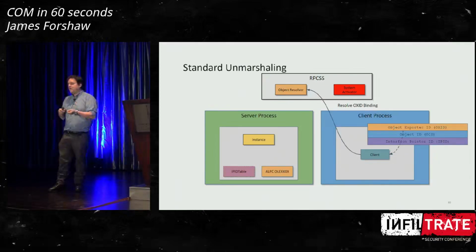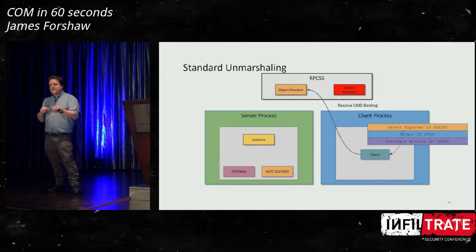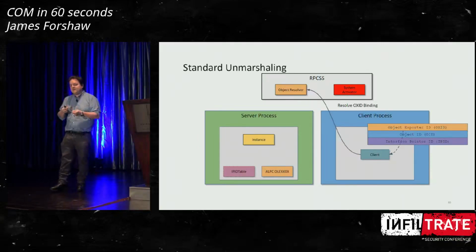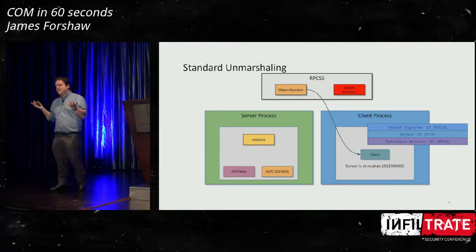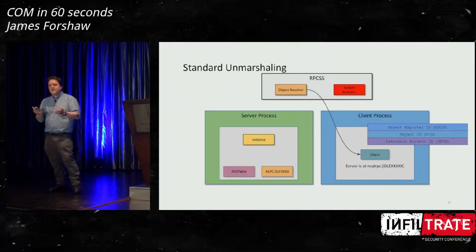So the first thing the client process does is look up something called the object exporter identifier. Every server is assigned a unique object exporter ID by RPCSS, and a different service in RPCSS, the object resolver, can be called by the client, which says, hey, do you know where this object exporter is, please? And in this case, RPCSS goes, sure, I know. It's on this ALPC port, this local RPC port, with this name, OLE with some random digits.